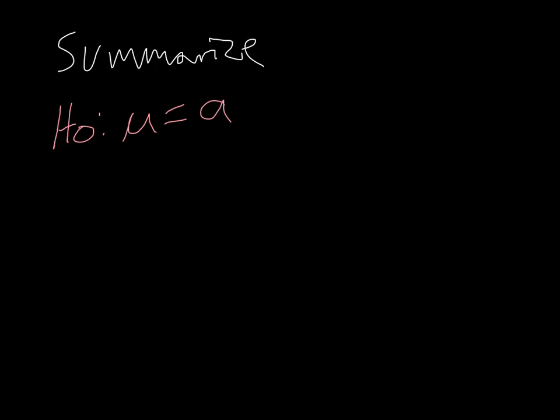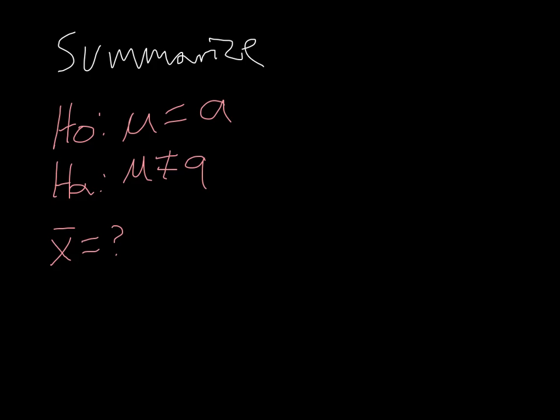So to summarize, here's the gist of it. I believe that the mean is some value. Okay? So I would state mu equals A. I have to also state my alternate hypothesis. In this case, mu does not equal A. Now I calculate my statistic. So I calculate my sample mean, x bar, equals some value.